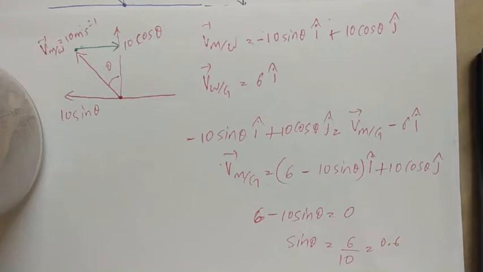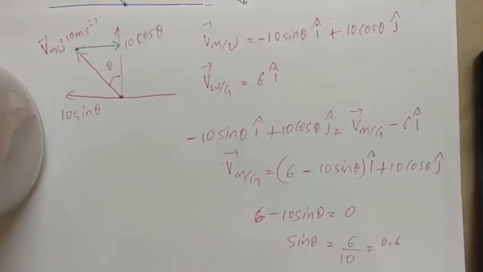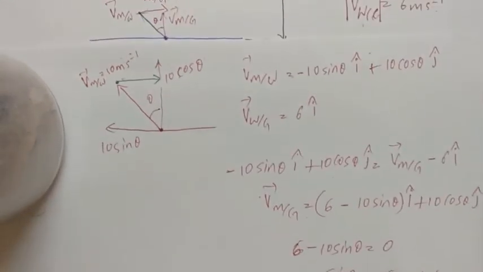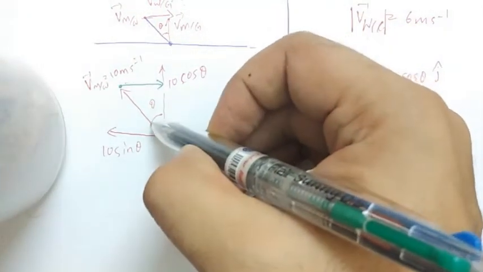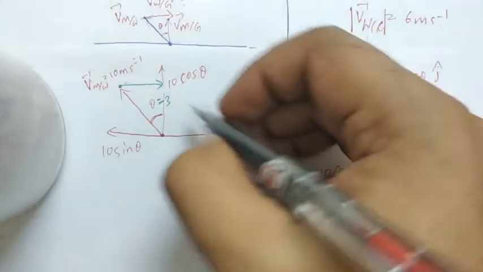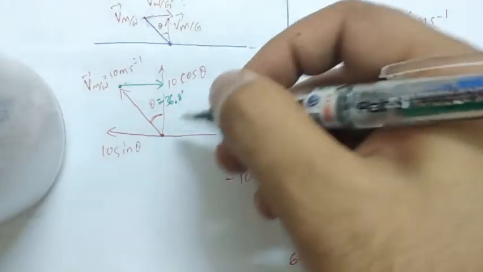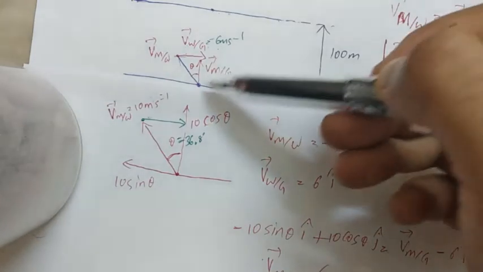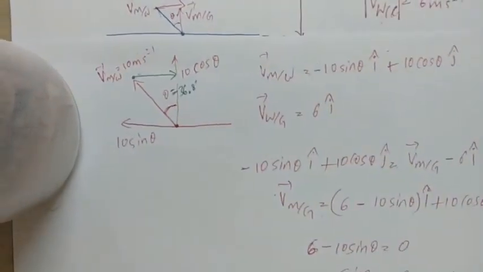Sine inverse of 0.6 would come out to be 36.8, which means that the angle would be 36.8 degrees. So that means that the person has to start at an angle of 36.8 degrees in order for him to cover this path by the shortest distance.